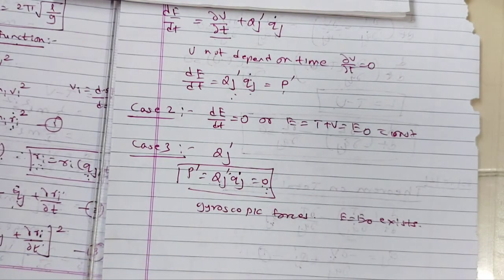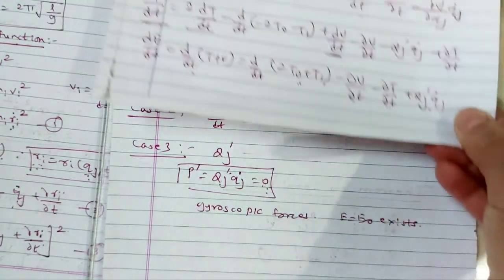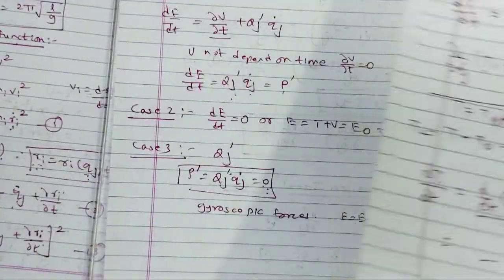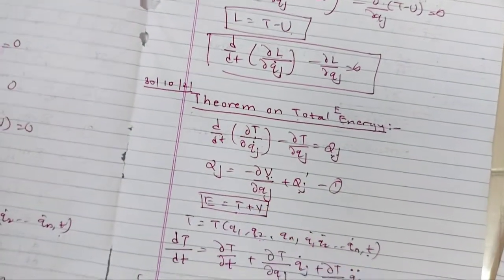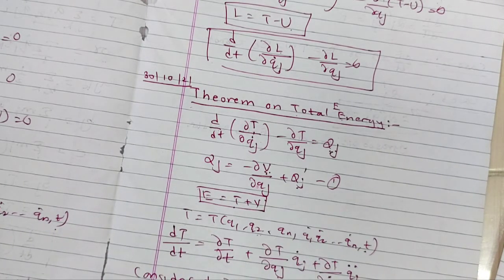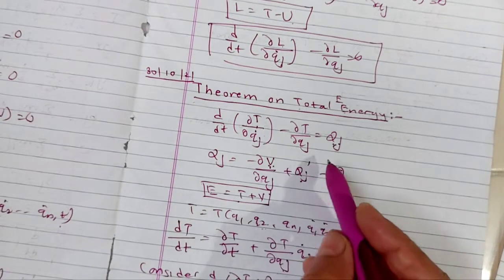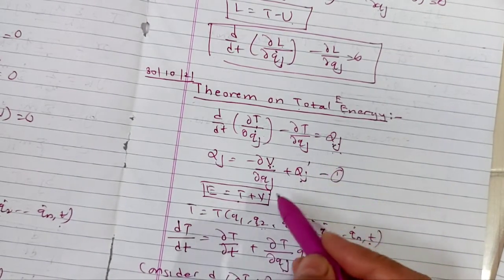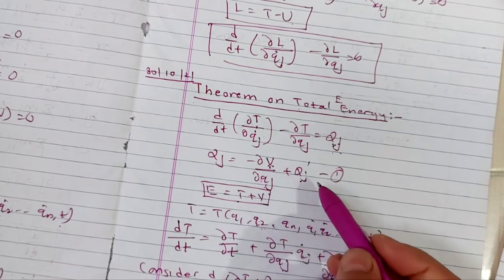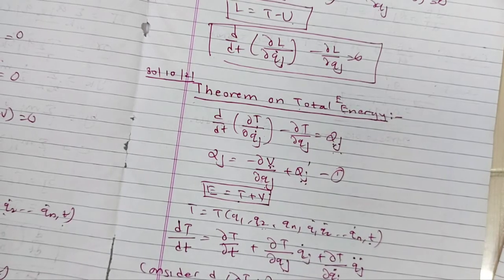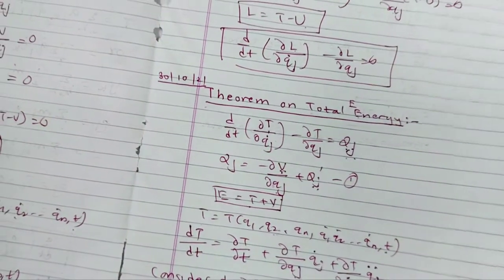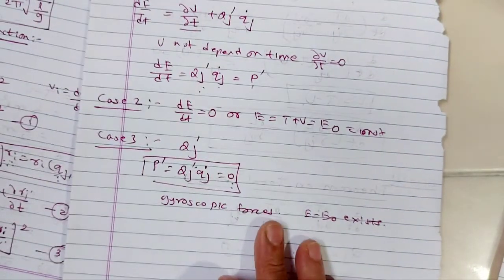Here we explained how the total energy is going to change, and how we are going to understand the value of total energy by taking the Qj on the RHS, which consists of the potential energy term and the Qj' term. This is what we have understood in today's lecture. These were two topics continuously on the energy function, and the last case was for the gyroscopic forces.